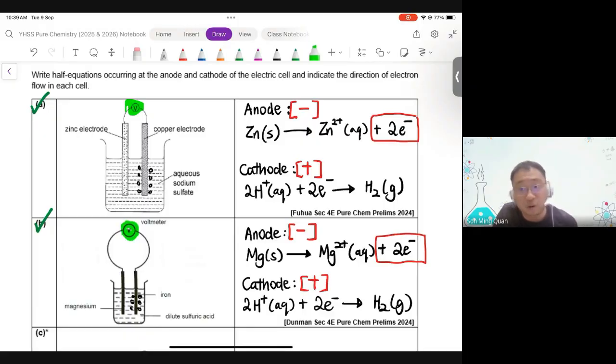It's just a voltmeter. Now, someone just asked, an electric cell with copper and silver will not work, right? Keep that thought in mind. We will get to that.